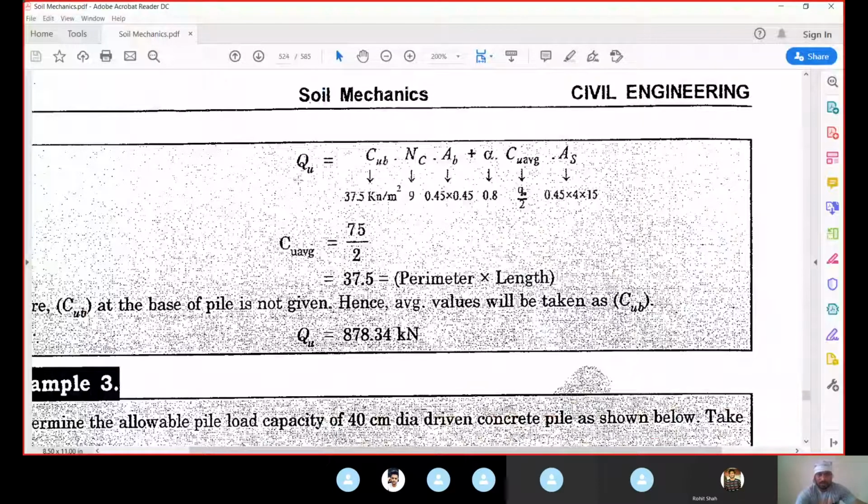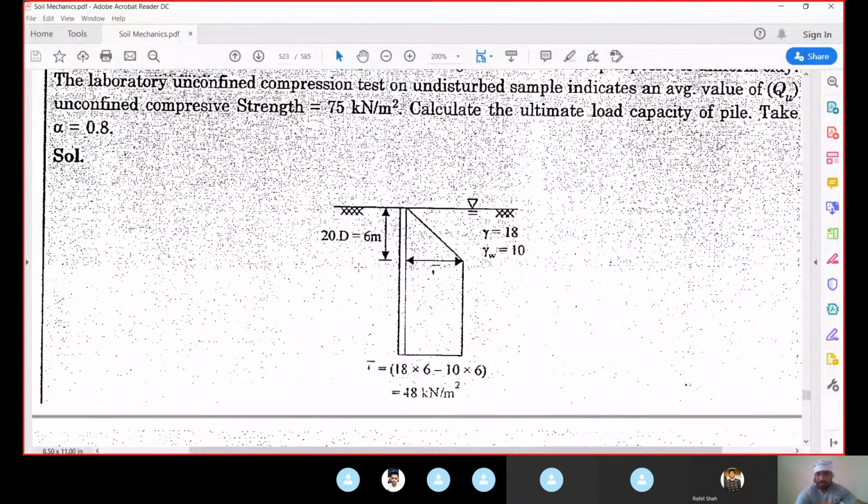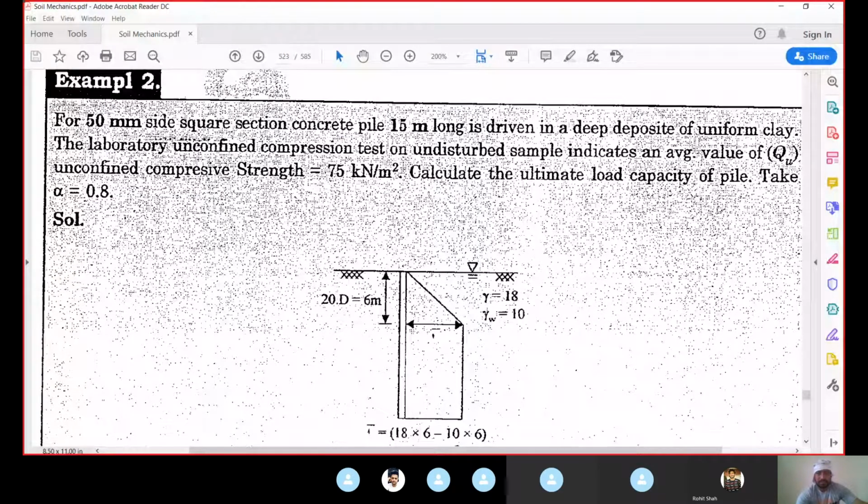Now we'll look into the concept of how they have taken this 6 for the 50 mm side square cross section concrete pile. Okay, we'll check that formula, how they are calculating this for clay soil.